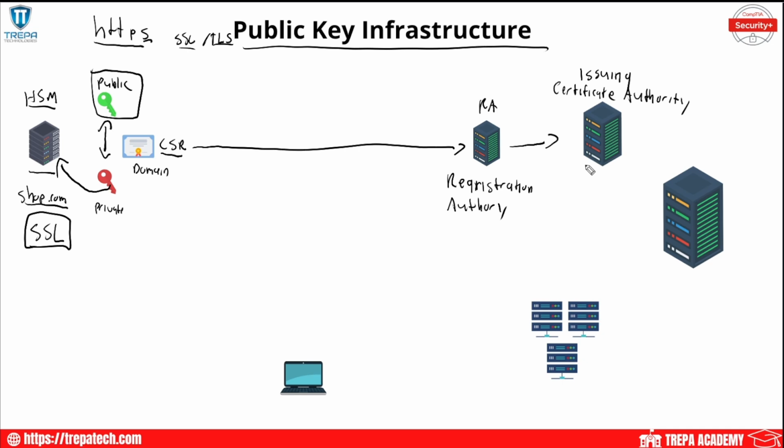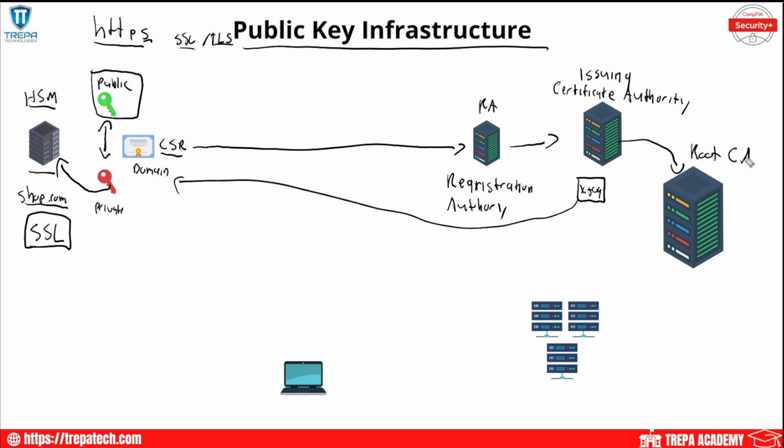So that issuing certificate authority is going to be the CA that actually generates the X.509 certificate that's going to get sent back to shop.com. The issuing certificate authority gets its authority from what's called the root CA. So the root CA is like the holy grail, right? The root CA must sign the root certificate using its private key to say, hey, this is a validated certificate, okay? And it does that to the issuing certificate authority.